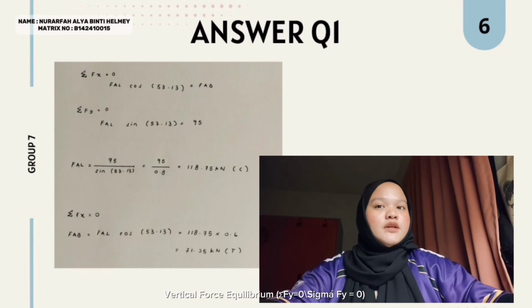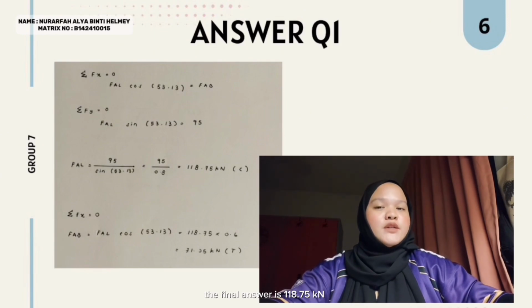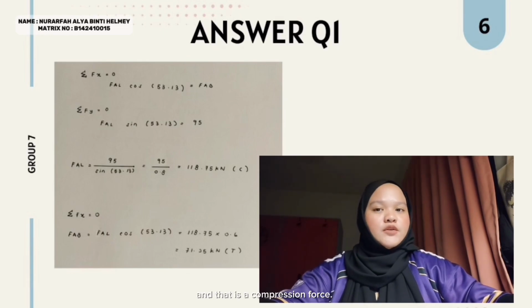Next, vertical force equilibrium, which is sigma Fy equal to 0. The vertical equilibrium equation is used to calculate FAL equal to 55 divided by sine 53.13 degrees. The final answer is 118.75 kilonewton, and that is a compression force.